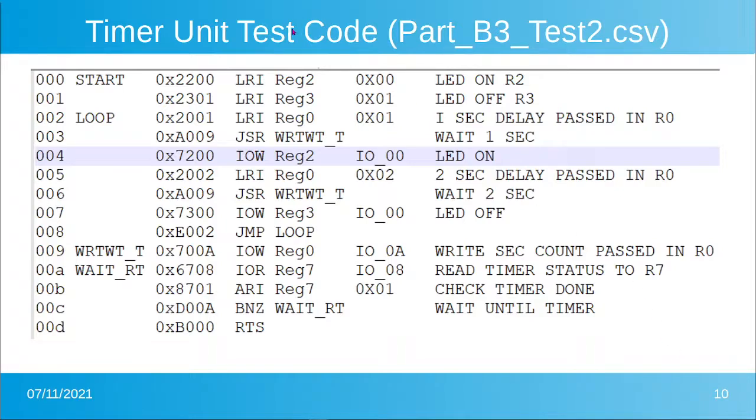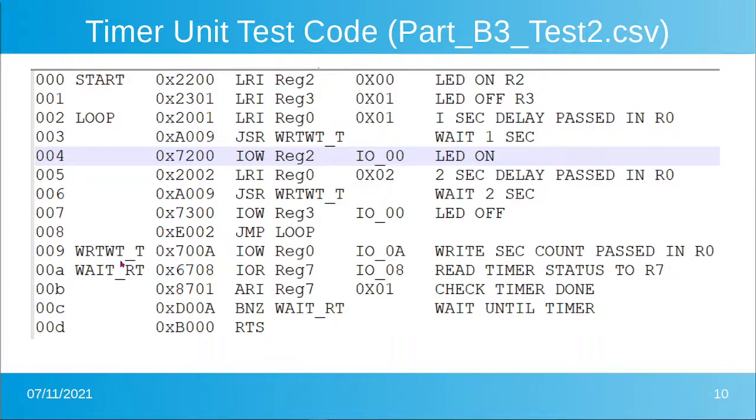Timer test code is shown here. It's in the GitHub under part B3 test 2. The code will turn an LED on and off. It'll turn it on for 1 second. No, I think it turns it off. Well, I have to read it carefully here, but it turns it off and on. One of them's on for a second, the other is 2 seconds, and when I look at the light, I can see it blinking like it should.